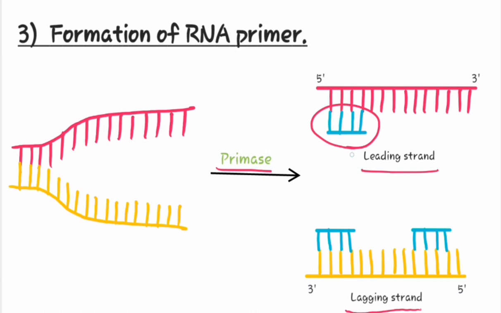The RNA primer formed from the enzyme primase binds to the leading strand. It also binds to the lagging strand, but a continuous supply of RNA primer is needed for the formation of DNA in the lagging strand, whereas only one molecule of RNA primer is required for the DNA replication in the leading strand. This point is considered as the starting point of DNA replication.